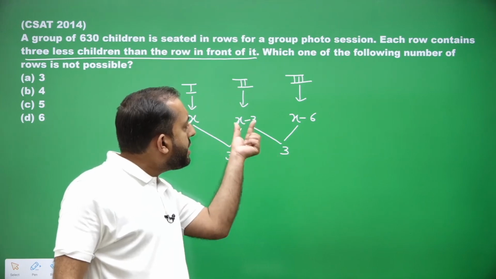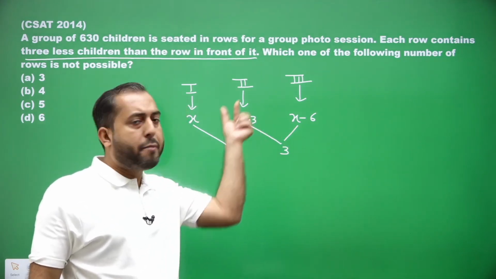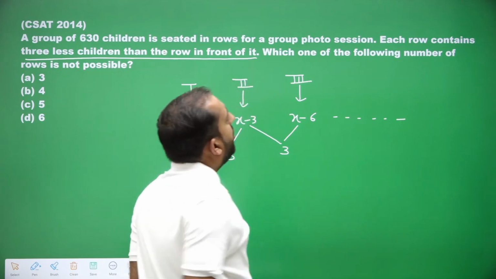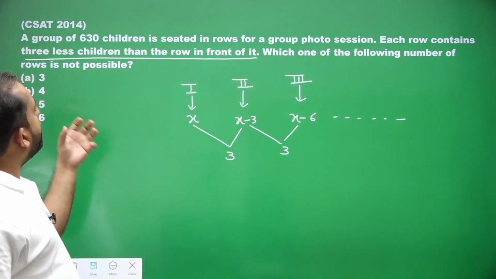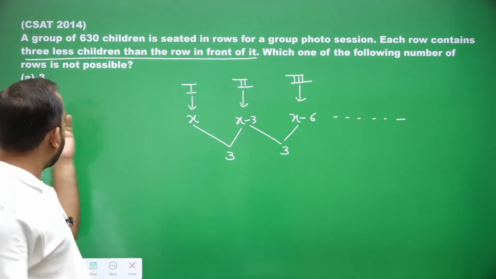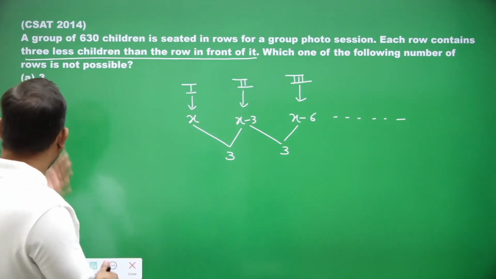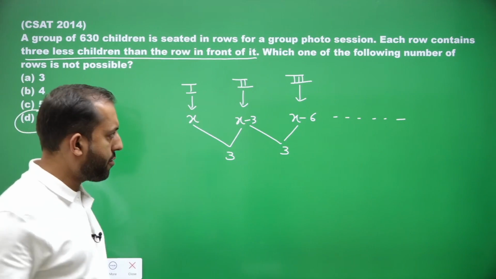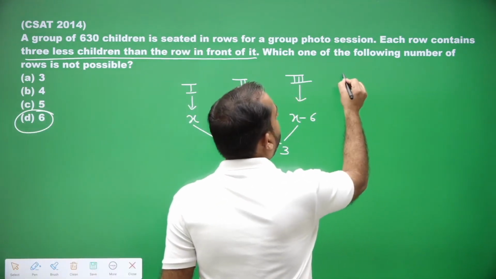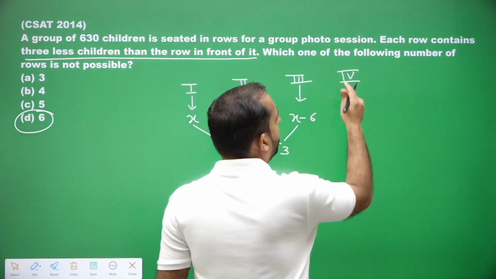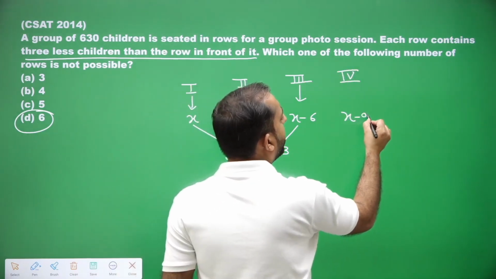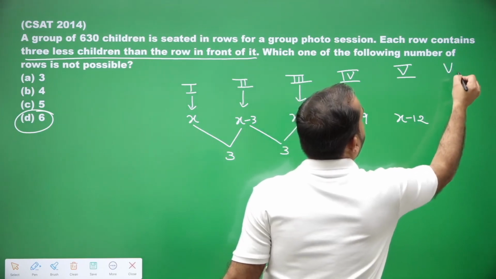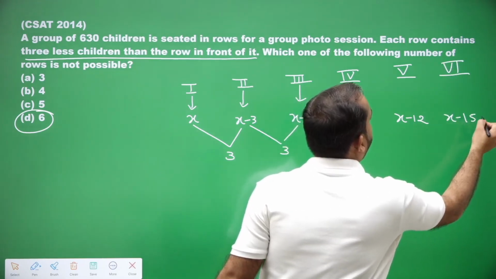What is 3 less than x minus 3? It's x minus 3 minus 3, which is x minus 6. And this goes on. Which one of the following numbers of rows is not possible? We need to solve this through the options only, so let's consider option D first. Suppose there are 6 rows. Row number 4 will have x minus 9, row number 5 will have x minus 12, and row number 6 will have x minus 15 children.